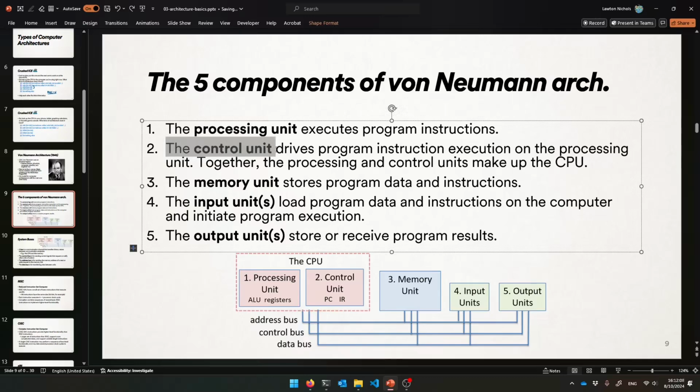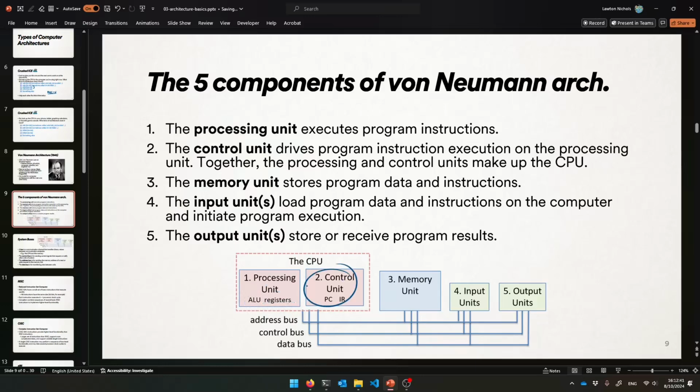The control unit goes hand in hand with the processing unit. It's driving the instruction and execution. So it's telling the processing unit what to do. It's controlling the processing unit essentially. And together, those two make up the CPU. In the diagram, you see that these two together make up the CPU. The processing unit is where the instruction processing takes place. You've got the registers where all those things are getting saved. You have this thing called the ALU that we'll talk about later. That's doing arithmetic operations, for example, in an add instruction. So important things happen there.